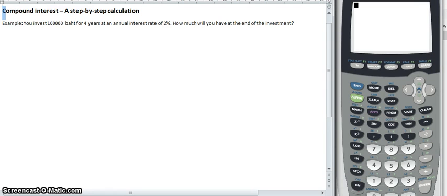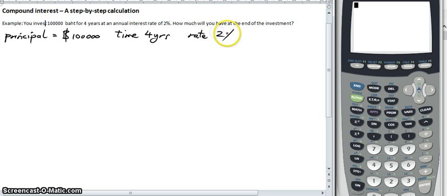As you can see from the title, we've got compound interest, a step-by-step calculation. So let's have a look at the information we've got, and let's just write that down. We have a principal amount. This is the amount you start with, which is 100,000 baht. You're going to invest that for a time period of 4 years, and the rate of interest will be 2%.